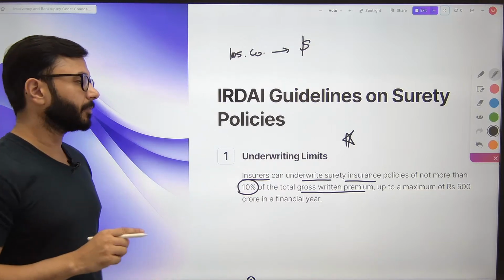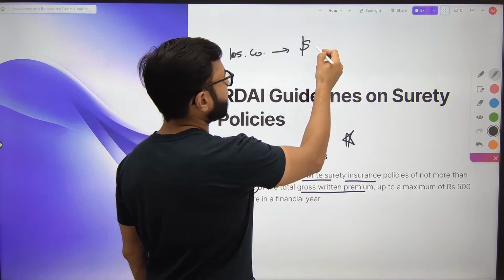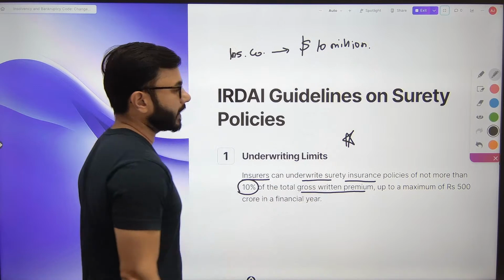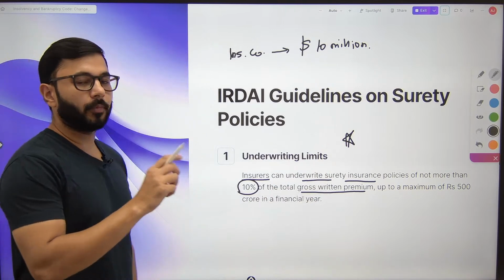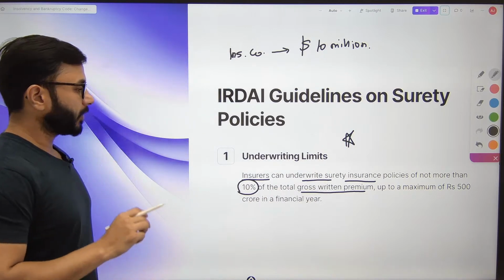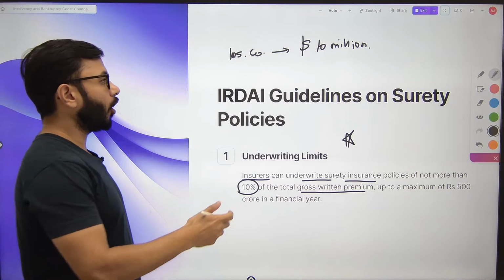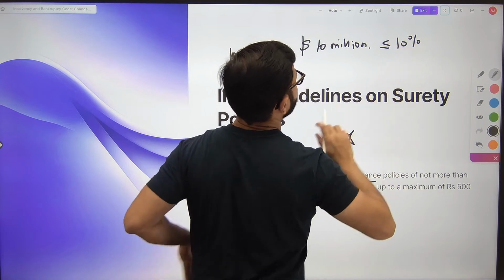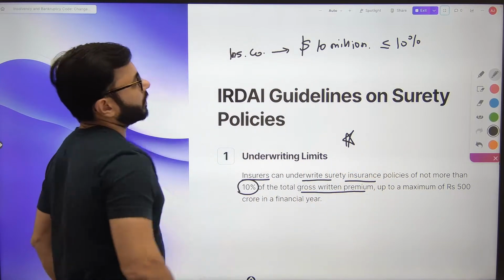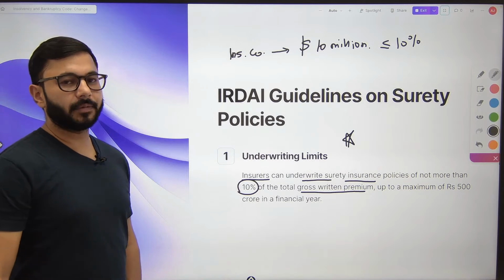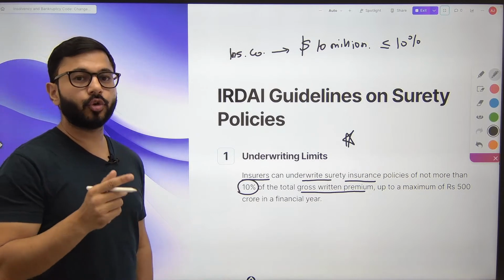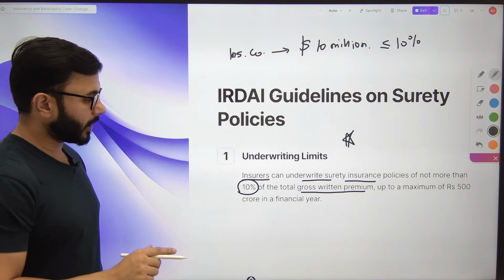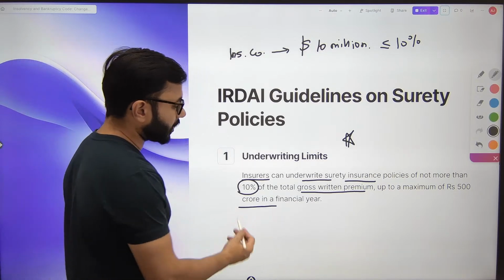Insurance company receives the premium. I'm receiving a premium of, let's say, $10 million. These are my receipts in the form of gross return premium. Then I can issue surety of a maximum of 10% of this. Yes, less than or equal to 10% of $10 million can be issued by me, the insurance company, as sureties, up to a maximum of 500 crore in a financial year.